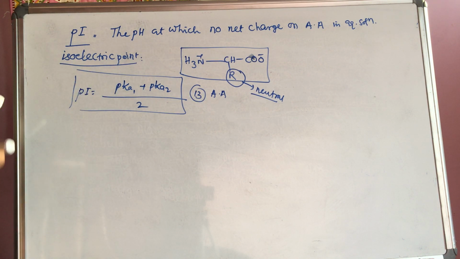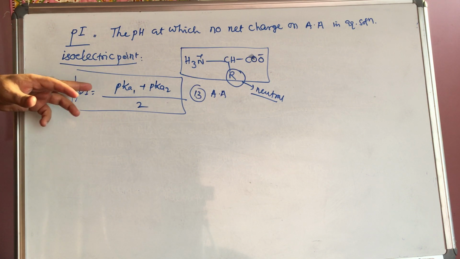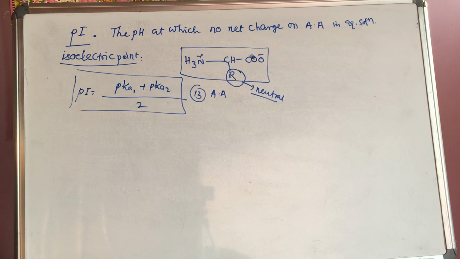I hope this is enough up to NEET level, JEE Mains level, and Advanced level. It may be asked based on the remaining 7 amino acids. That formula depends upon their pK1 and pK2 values. This is the isoelectric point.